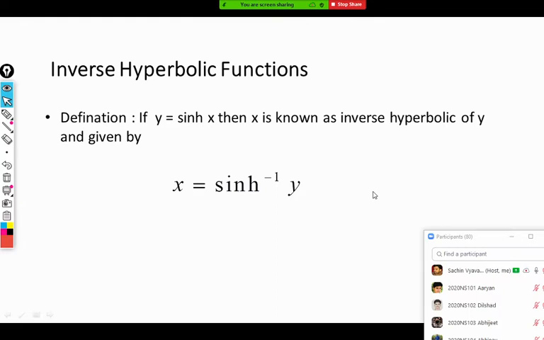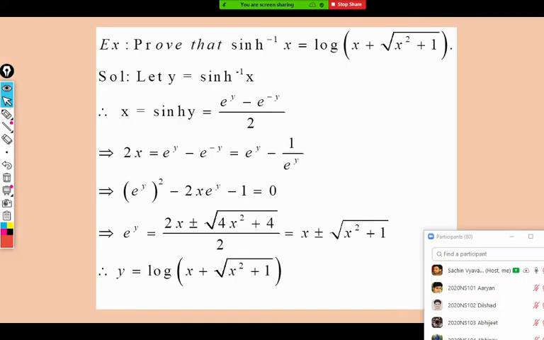Okay, so come here, inverse hyperbolic function. There is no new definition for inverse hyperbolic. Just when y is sinh x, we say x is sinh inverse y. Now if you see the formula for sinh inverse y, there is a formula given in logarithmic form for all inverse hyperbolic functions. I will show you the proof of one of the formulae. Say sinh inverse x is given by log of x plus root of x square plus 1.